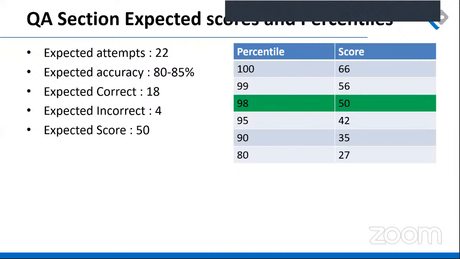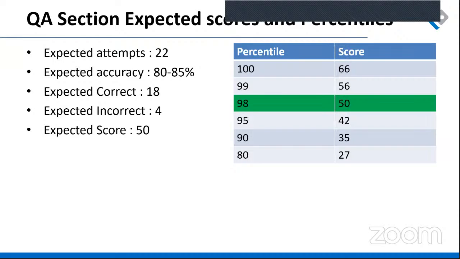95 percentile could have been achieved at a score of around 42, 90 percentile at 35, and 27 for 80 percentile. Just attempt the 9 easy questions and you are at 80 percentile. And if you are doing just that much, I'm sure there should be no error. With 100% accuracy, 9 attempts, 80 percentile could have been easily achieved.